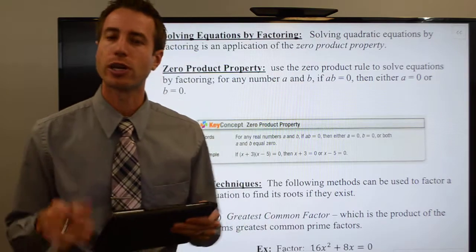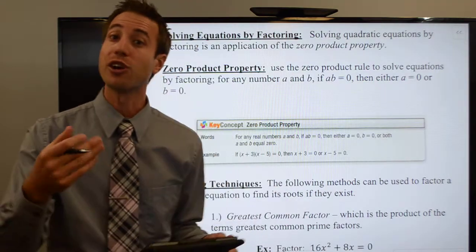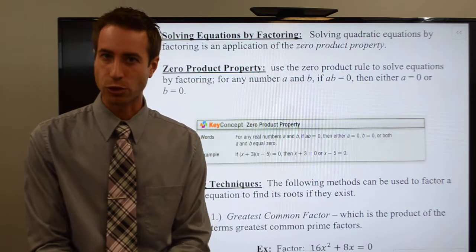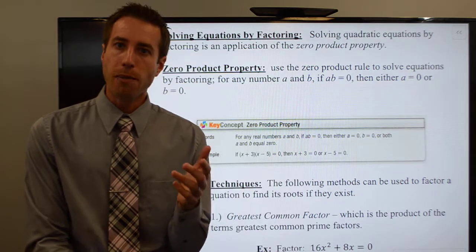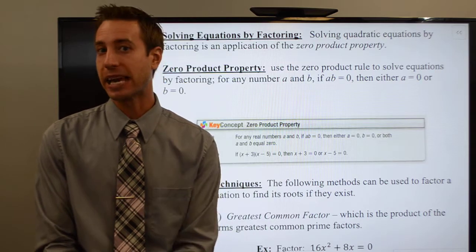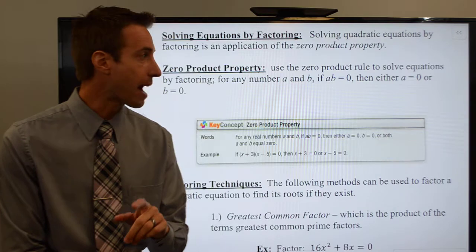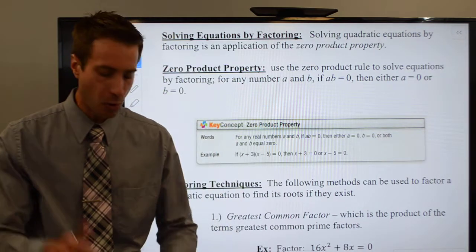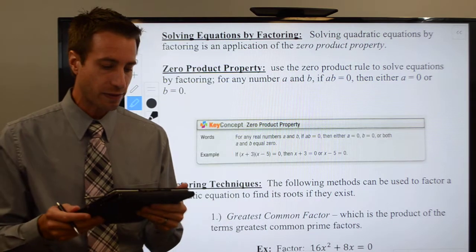Now what we're going to do is start with that second objective, where we're going to review a number of factoring techniques that you would have learned in Algebra 1. But before we take a look at those factoring techniques, once you've got your factors, I may in some cases ask you to solve. And I just want to remind you of the zero product property again from Algebra 1. It's what we're going to use to solve once we've done our factoring.